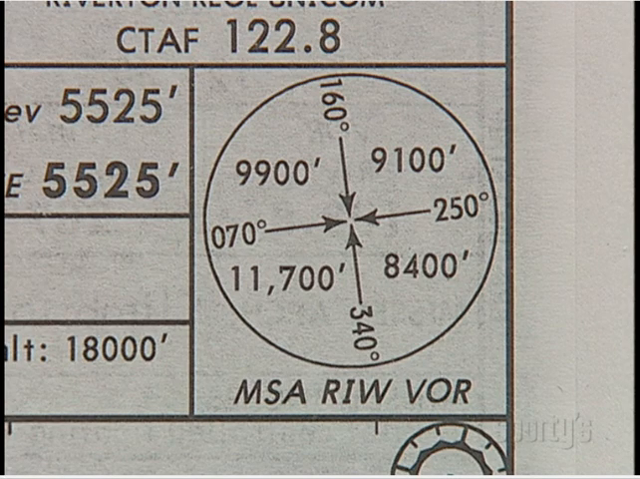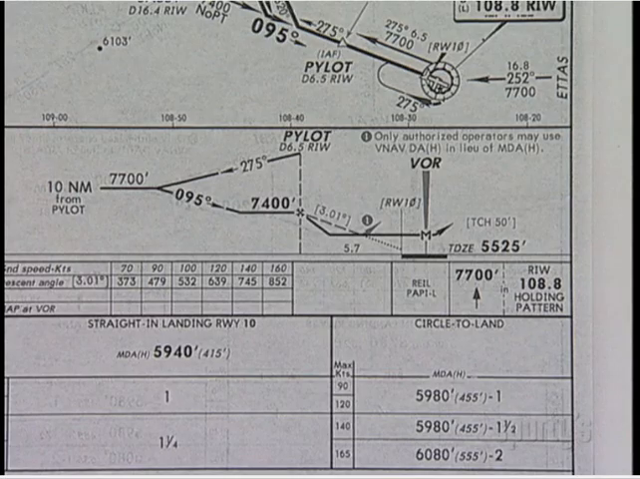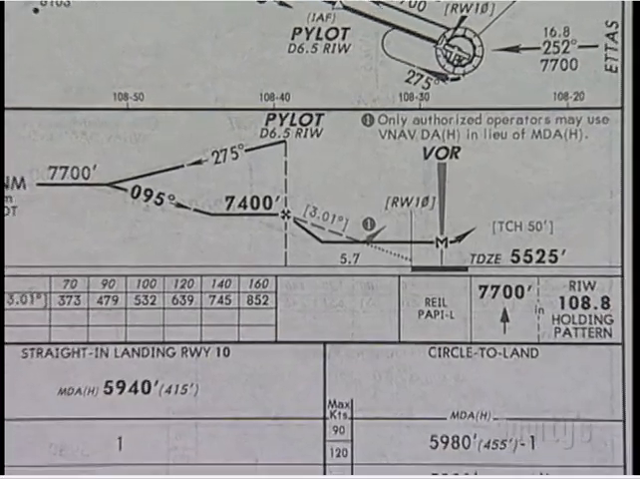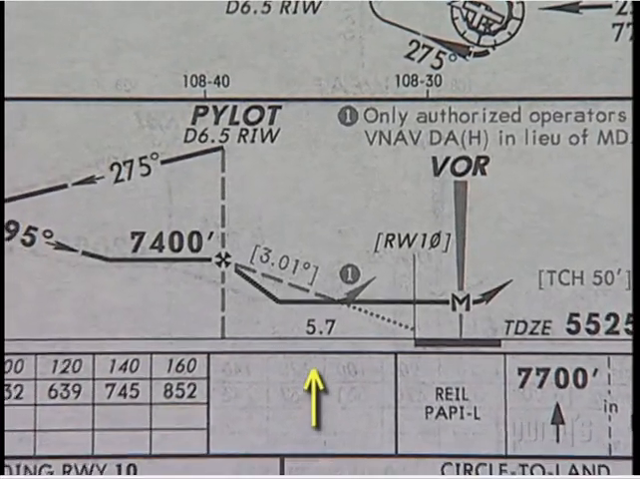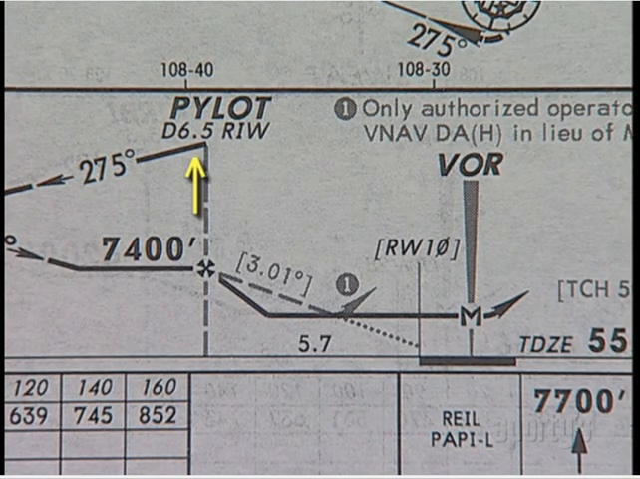The minimum safe altitudes are shown in a box to the right of this information. The scale of the chart is shown to the left. In the profile view, Jeppesen shows the distance from Pilot to the end of the runway and separately depicts the distance to the missed approach point.